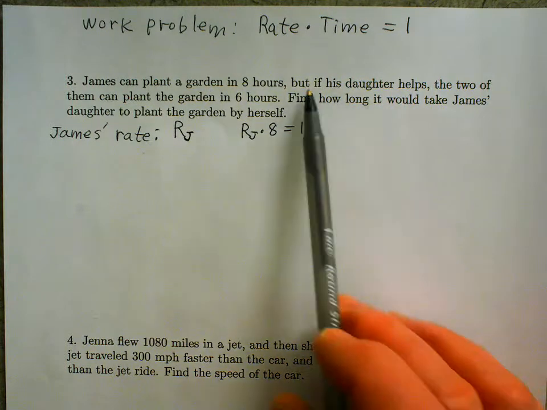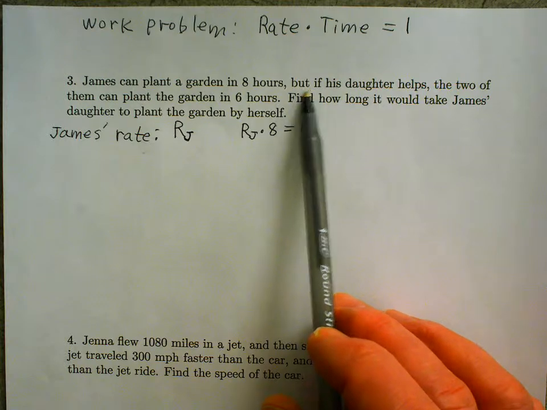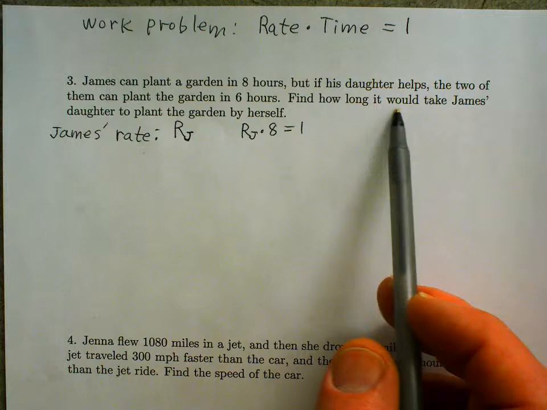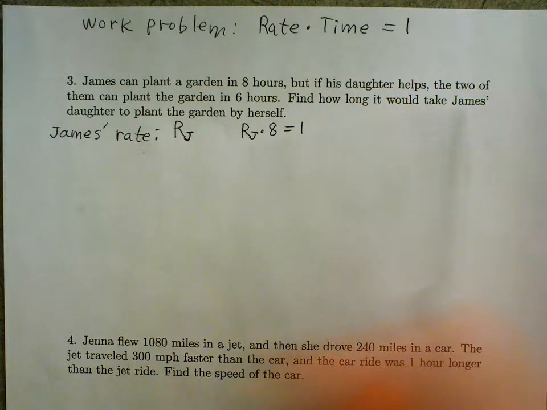Okay, we're also told in this problem, if James's daughter helps, the two of them can plant the garden in 6 hours. Find how long it would take James's daughter to plant the garden by herself.